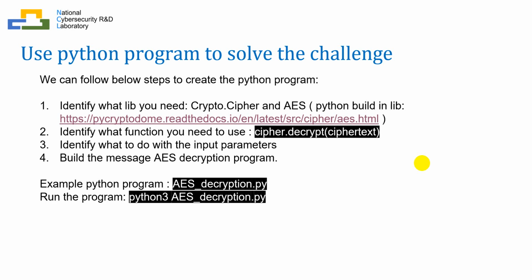To create a Python program which can solve the AES decryption challenge, we can follow the steps below. First, we need to identify what library we need. If you search, you can find that this is the library. The Crypto Cipher can be used to help you solve the AES encryption and decryption.